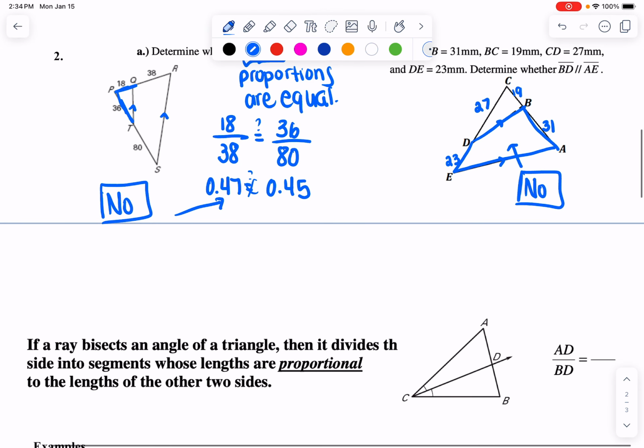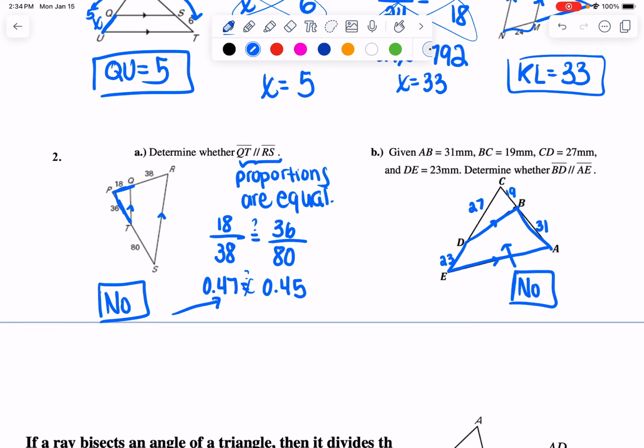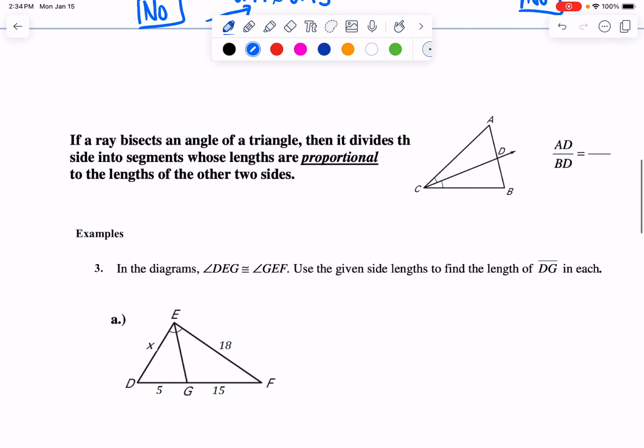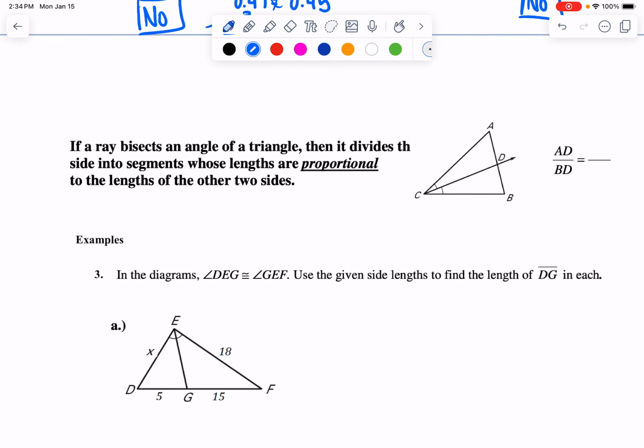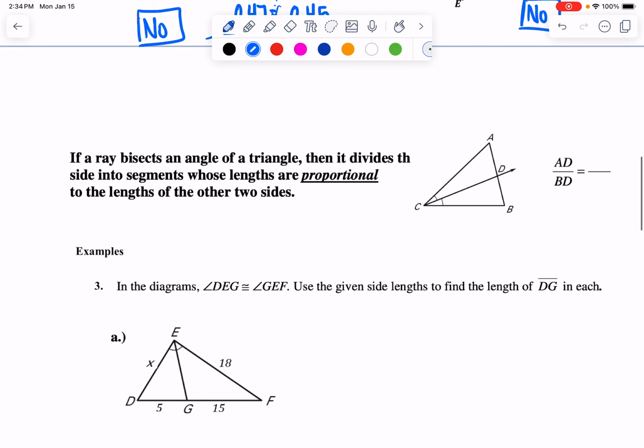All right, so that's with sides. We're now going to switch it up and talk about angles. Specifically, we're going to talk about angle bisectors, which we've heard of before. Here's what we're going to talk about next. This is going to be when you have angles that bisect, or angle bisectors.